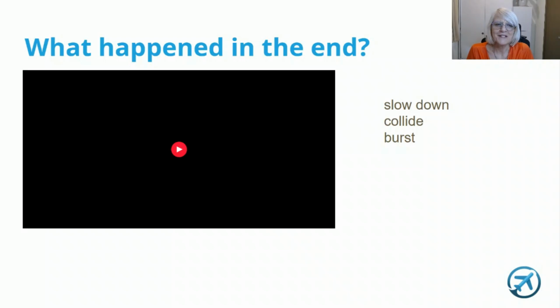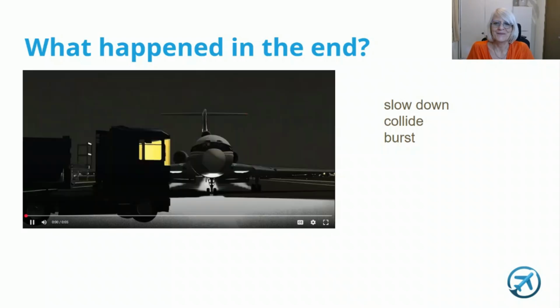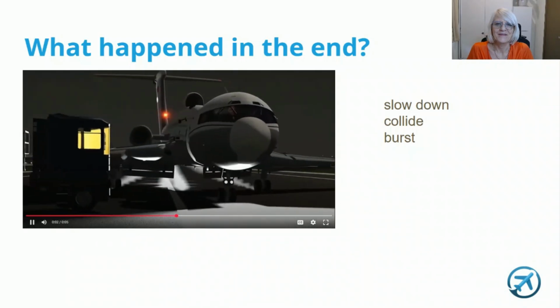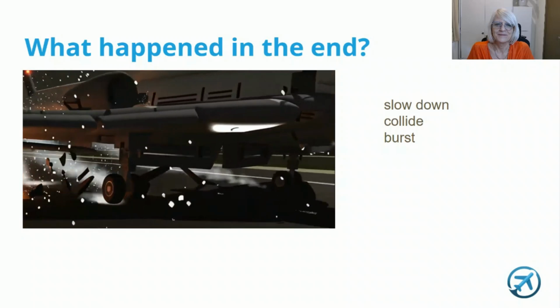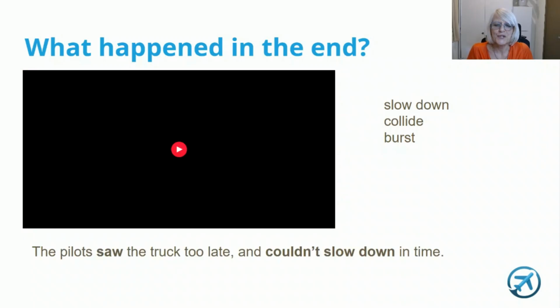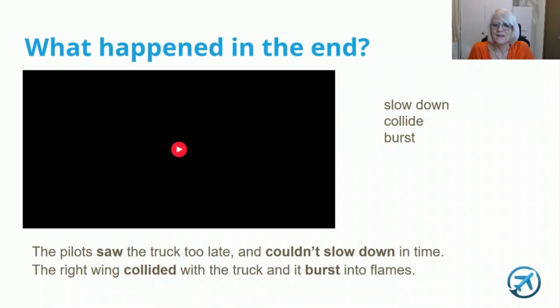For this final part, you need the phrasal verb slow down, which is a regular phrasal verb ending in ed. The verb collide, also a regular verb ending in ed in the past simple. And the irregular verb burst. What happened in the end? The pilots saw the truck too late and couldn't slow down in time. The right wing collided with the truck and it burst into flames.